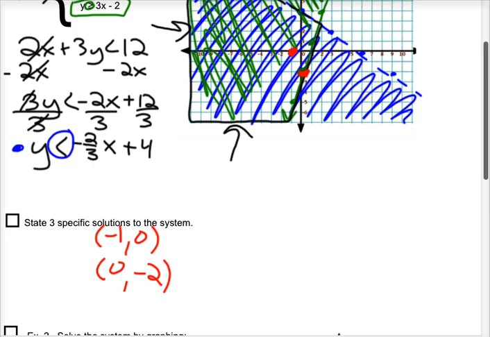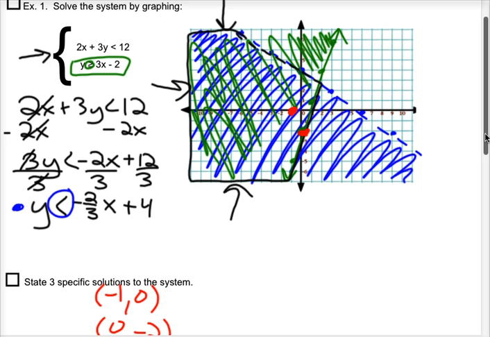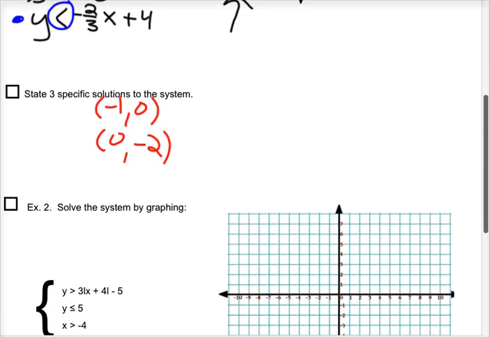The only points you cannot pick are points that are not in that shaded region or that lie on the dotted line. Any point on that dotted line is not going to be part of the solution set, because remember, that's what the dotted line really means, is that it doesn't actually work. So if I ask you for 3 specific solutions, you're looking for any solutions clearly in the double shaded region or on the solid line boundary of that shaded region. Okay? Now, let's move to our next example.